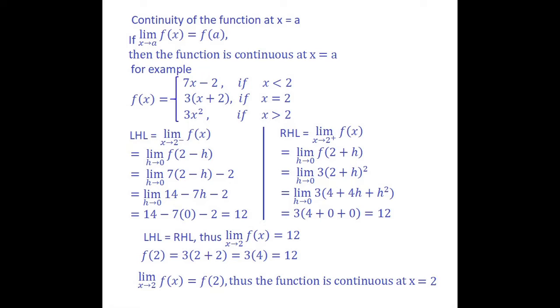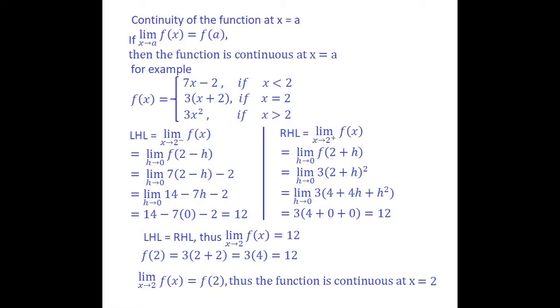Suppose the limit as x tends to a minus, LHL, and the limit as x tends to a plus, RHL, are equal. Then is that enough to say the function is continuous? No. We need the limits as x tends to a minus and a plus to exist, which means the limit as x tends to a of f of x exists. Even if the limit exists, that value must be equal to the exact value when x equals a, that is f of a. Only then can we say the function is continuous at x equals a. This is the definition of continuity: limit as x tends to a of f of x equals f of a.